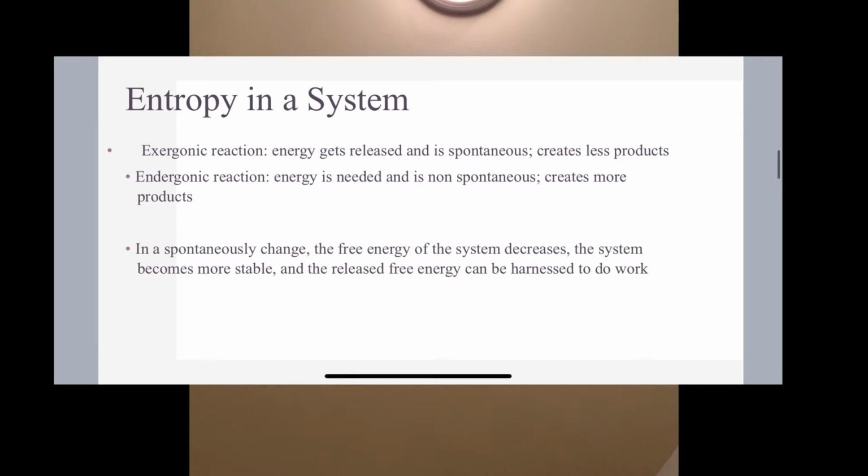Moving on, let's cover some vocab. To start off, we have exergonic reactions. This means energy gets released and the reaction is spontaneous, and it overall creates less product. But the opposite of that is endergonic reactions, which is when energy is needed and the reaction is non-spontaneous, so it creates more products. In a spontaneously changing environment, the free energy of the system decreases and the system becomes more stable. And then the released free energy is harnessed to do work. So it's all about this comparison between free energy and work.